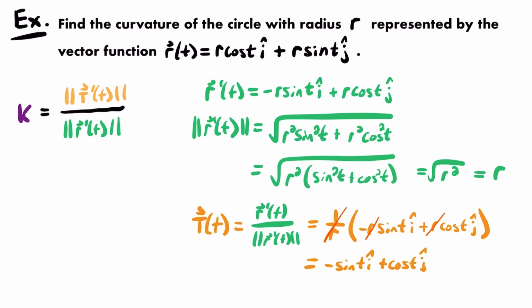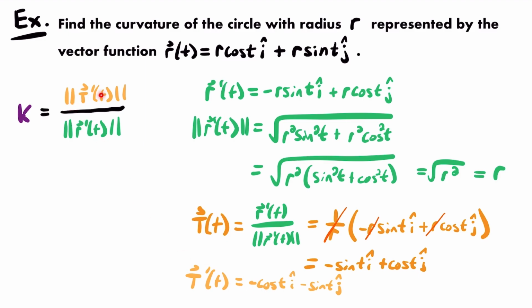But now we have to take the derivative of that, okay? Don't take the magnitude of this yet. We need the magnitude of the derivative of the unit tangent vector. So let's take the derivative. Capital T prime of t will be equal to the vector whose components are the derivative of these components. And the derivative of sine is cosine. So we get negative cosine t times i. And then you will have the derivative of cosine, which is the negative sine. So you get minus sine t times j. All right, so that's the derivative of the unit tangent vector.